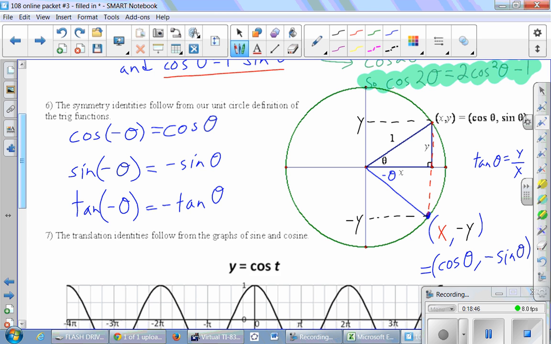That last one is a little bit trickier to see than the other two, so feel free to slow down the video here and think about that a little bit more if you didn't quite get it. Number 7, the translation identities follow from the graphs of sine and cosine.